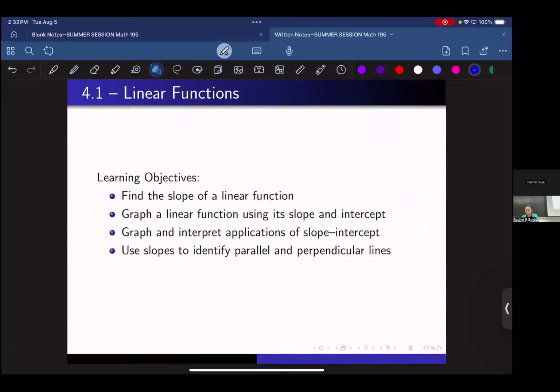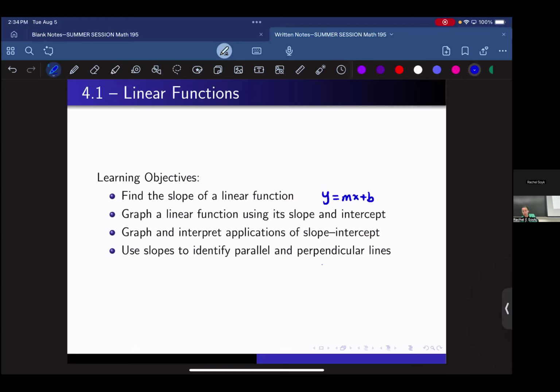Our 4 objectives are being able to find the slope, being able to graph functions using slope and intercept, aka slope-intercept form, also known as our y is equal to mx plus b. We're going to be able to graph and interpret applications of slope-intercept from like a word problem standpoint. And then we'll be able to use the slopes to identify whether lines are parallel or perpendicular to one another.